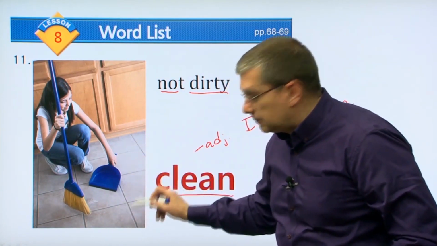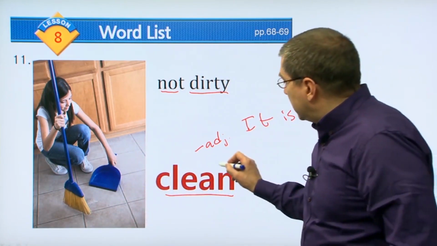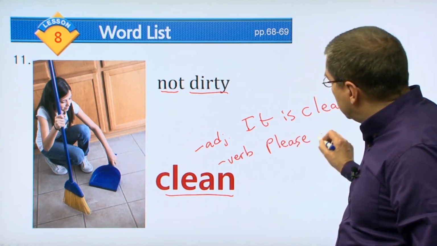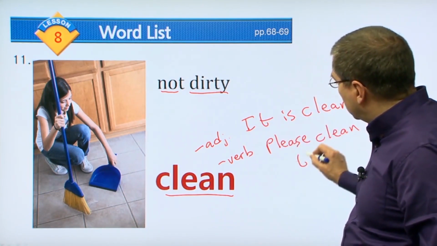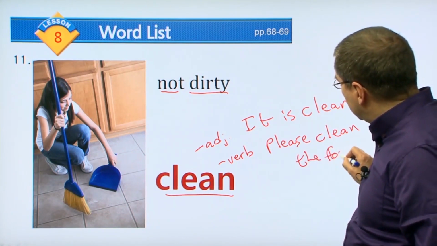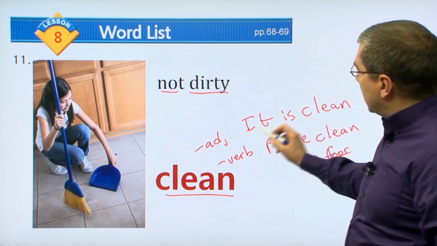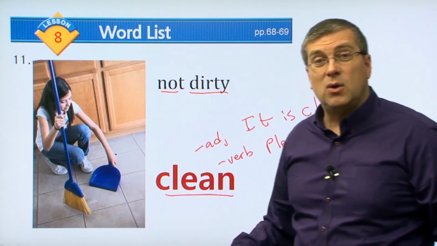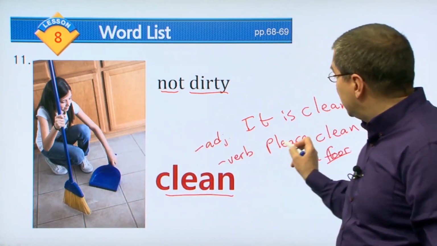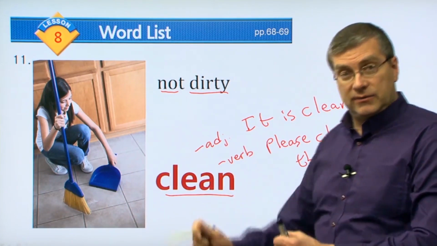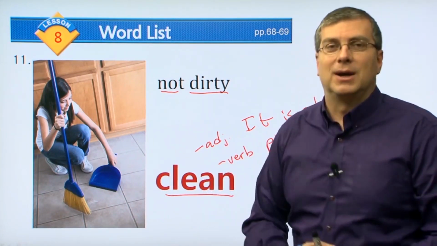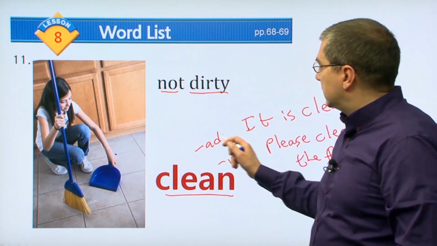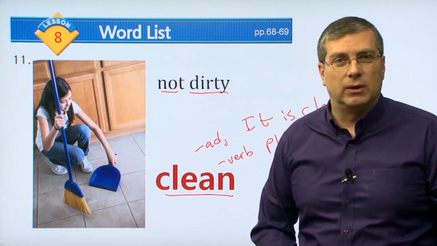The floor is clean. We can also use it as a verb. Please clean the floor. So we can use it in two ways, okay? As an adjective, it is clean, the floor is clean. Or if mom sees some dirt on the floor, she will say to her daughter, please clean the floor. And that's a verb. Please clean up your room, right? Please clean up your desk, for example. Okay, so we can use it as an adjective or as a verb very commonly.